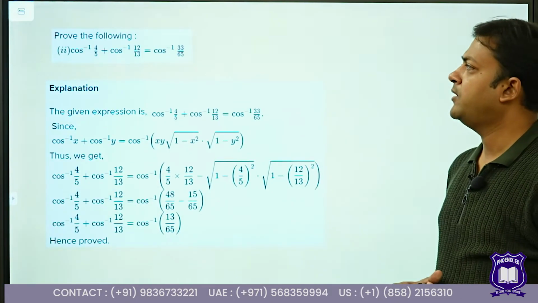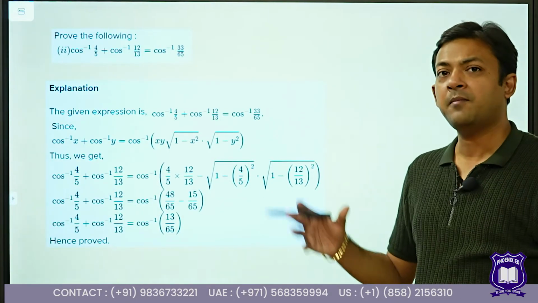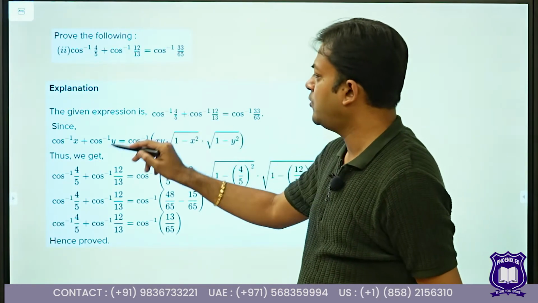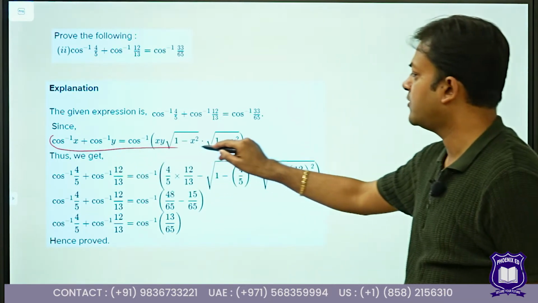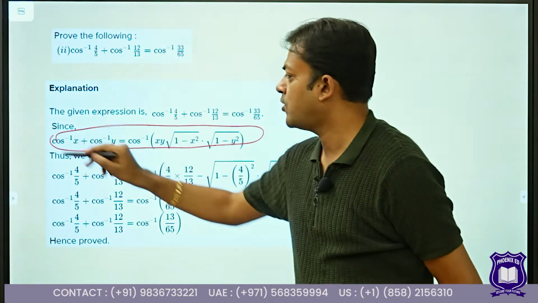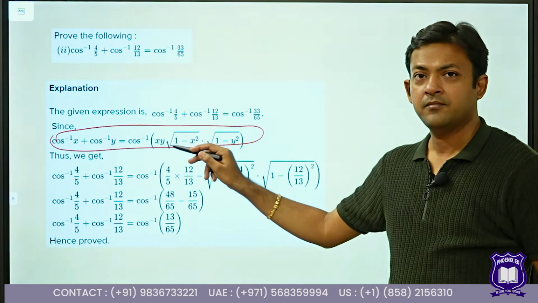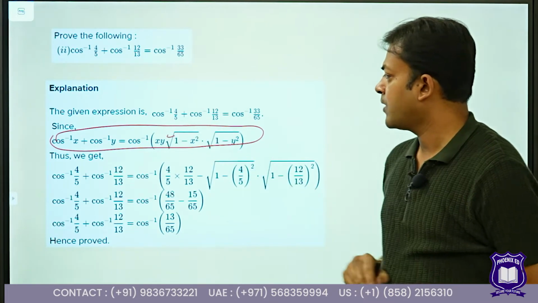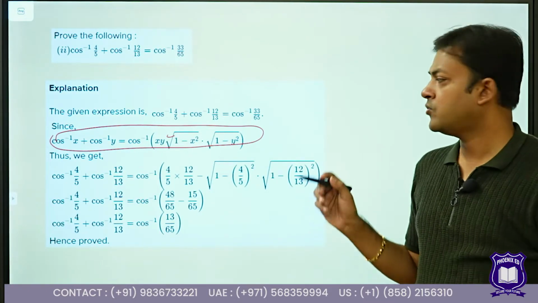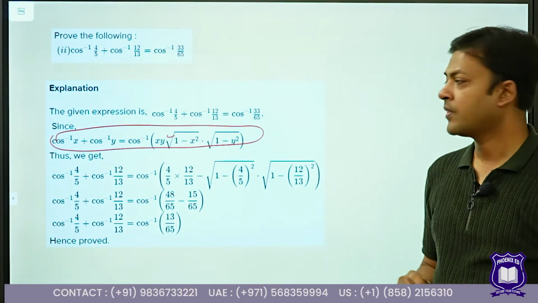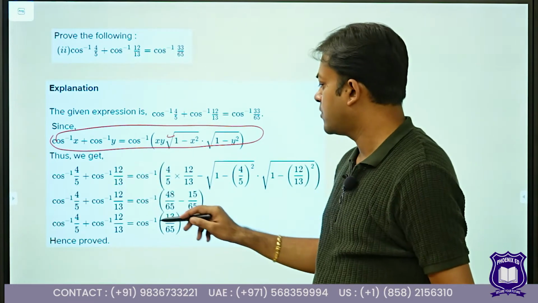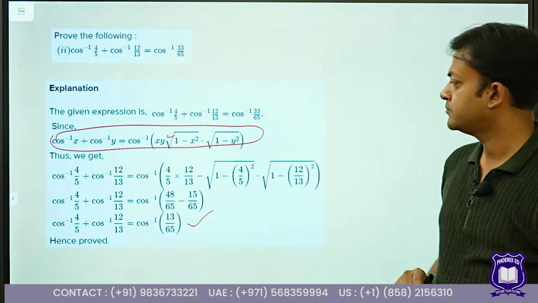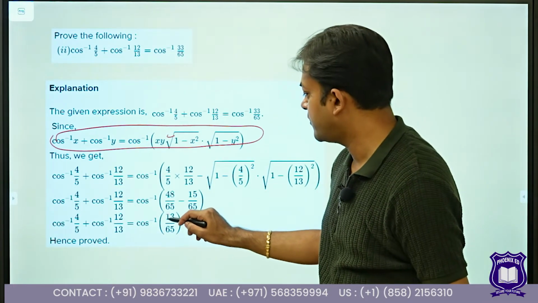The next problem would be application of cos inverse A plus cos inverse B. Now, in order to solve this, we need to use the formula cos inverse x plus cos inverse y is cos inverse of xy minus root over 1 minus x square times root over 1 minus y square. Putting the values, we get cos inverse of 13 by 65. It would be 33 by 65, okay?